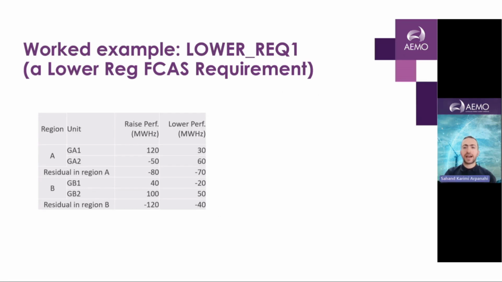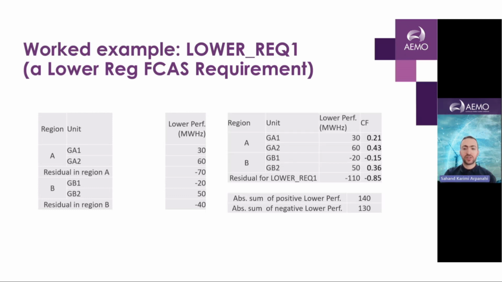The next requirement, however, is a lower regulation FCAS requirement that includes both regions. So we should use the lower performance of units to calculate the contribution factors of the units and residual for this requirement. As you can see, the contribution factors are completely different from the previous one. And some units that received FPPs in the previous requirement are paying for them in this one. This is because while their raise performance was helpful, their lower performance was not.